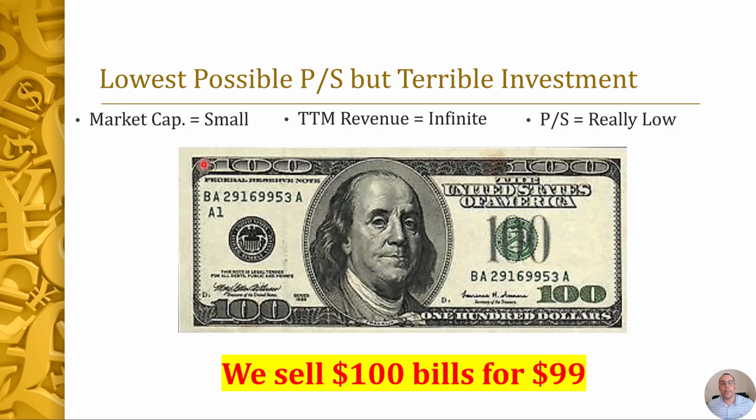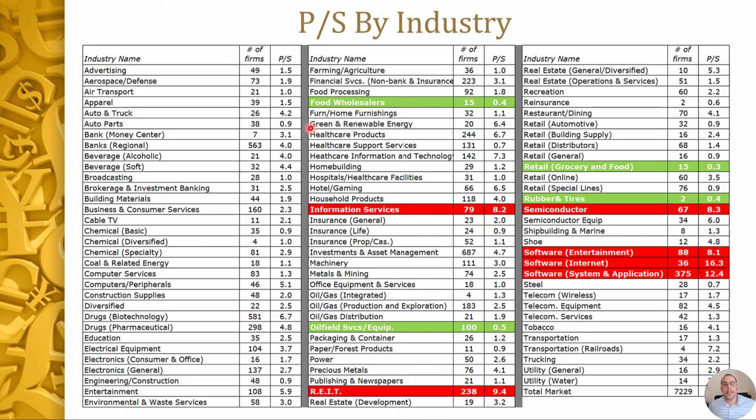Eventually we go bankrupt as a company, but you can see that we would have an amazing price to sales ratio because we'd have a ton of sales. So this is what you call a value trap, a company that would never be successful, but its ratios look pretty good. Here's a breakdown of the price to sales by industry.